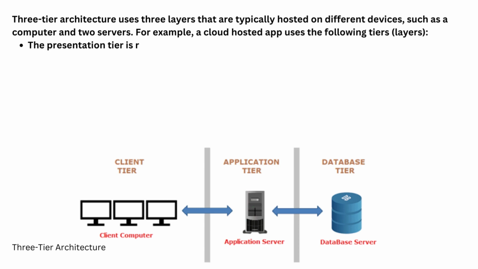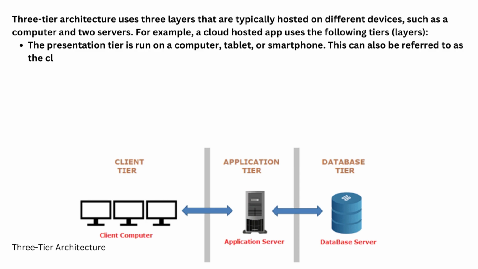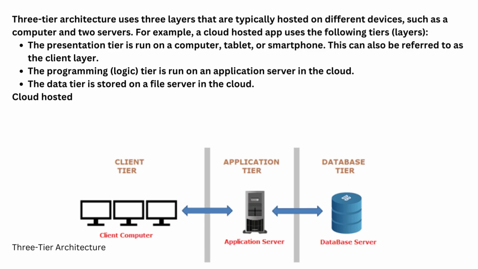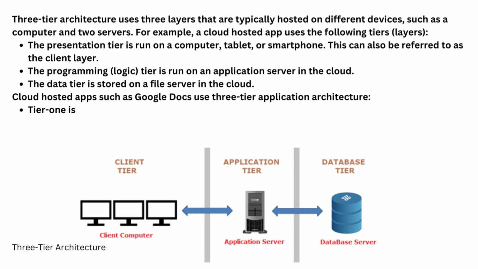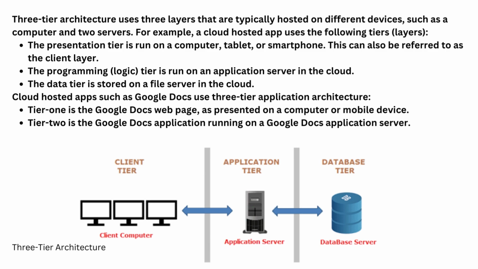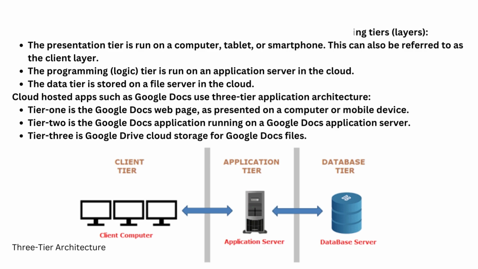The presentation tier is run on a computer, tablet, or smartphone. This can also be referred to as the client layer. The programming, logic, tier is run on an application server in the cloud. The data tier is stored on a file server in the cloud. Cloud-hosted apps such as Google Docs use 3-tier application architecture. Tier 1 is the Google Docs web page, as presented on a computer or mobile device. Tier 2 is the Google Docs application running on a Google Docs application server. Tier 3 is Google Drive cloud storage for Google Docs files.